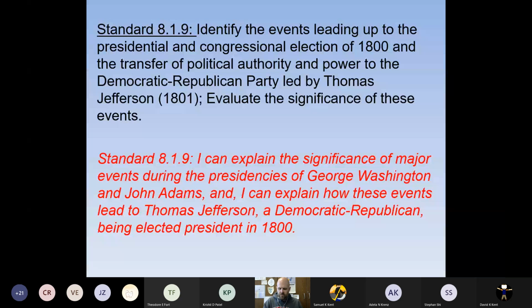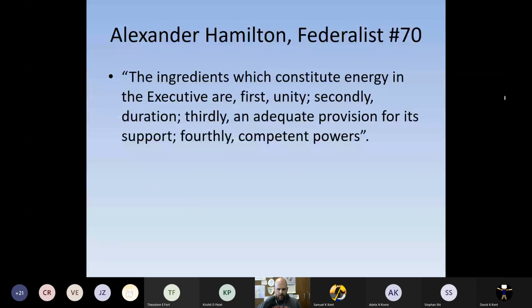The big thing is that we need to understand, what does Washington's presidency look like? What does John Adams's presidency look like? And why those 2 elections lead us to a transfer of power in 1800, okay? Now, when we are thinking about ultimately what is going to be the ideal executive, we got to think back to the fact that there's some precaution that has to be considered when we are choosing what we want this presidency to look like.